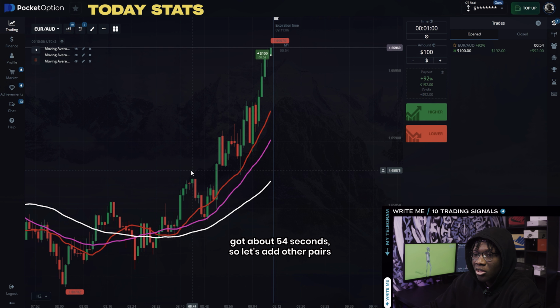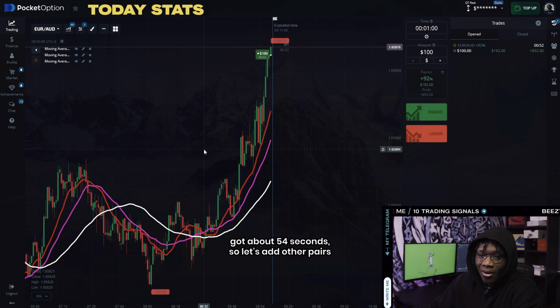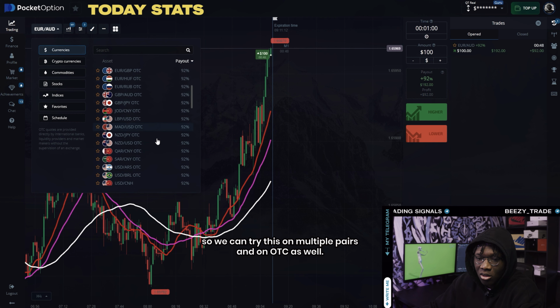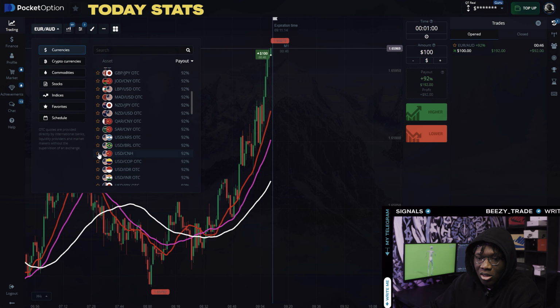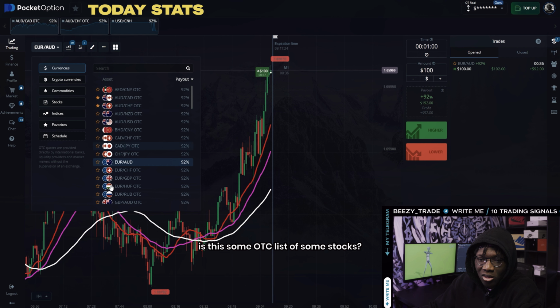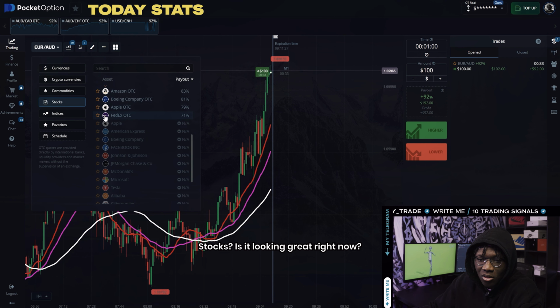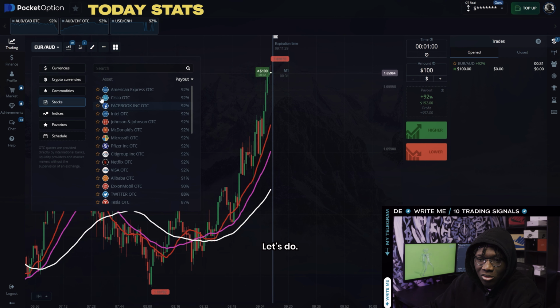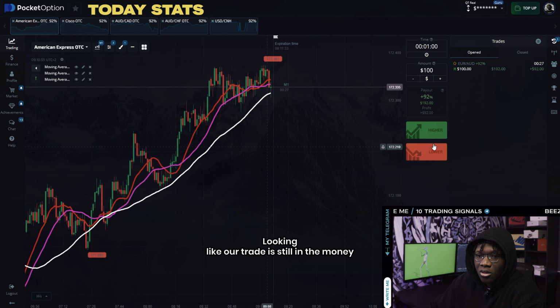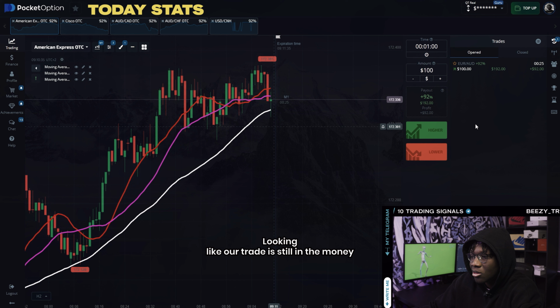Got about 54 seconds. So let's add other pairs so we can try this on multiple pairs and on OTC as well. So I'm going to add USD Chinese yen. Let's do a bunch. Let's do some OTCs. Let's do some stocks. Stocks isn't looking great right now. All right, looking like our trade is still in the money.